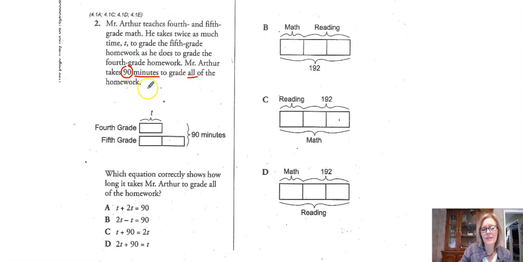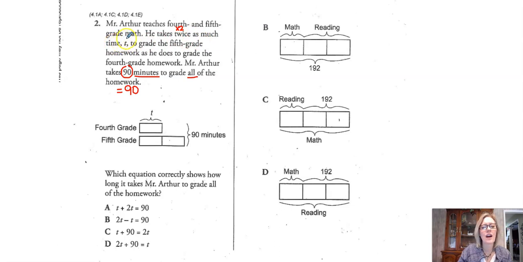So that means we need something that equals 90. We might be able to eliminate some things by knowing that. Let's go back up here and see what else we know. He takes twice as much time. Twice. If you do something twice, that's times 2.